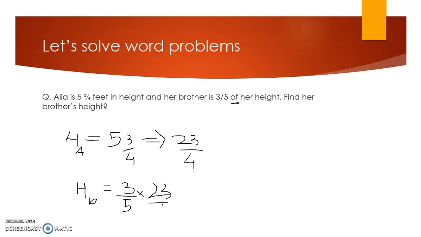Now 23 into 3, 20 into 3 is 60. 60 plus 3 into 3, that's 9. Answer is 69 upon 5 into 4, 20. That would precisely be 60 plus 9, 69 by 20, and that would be Alia's brother's height in feet.